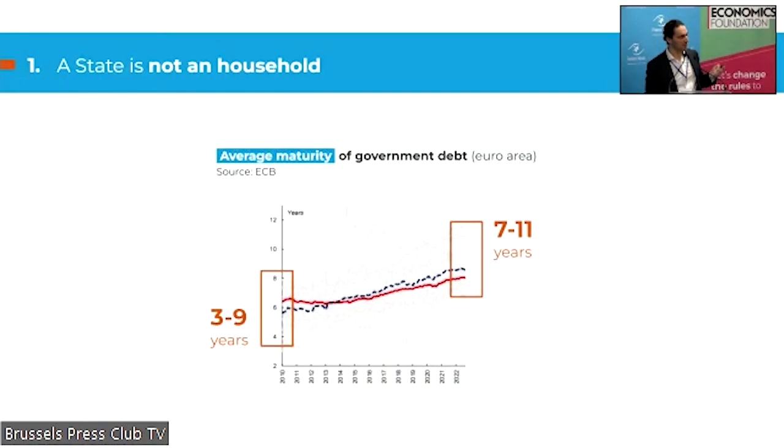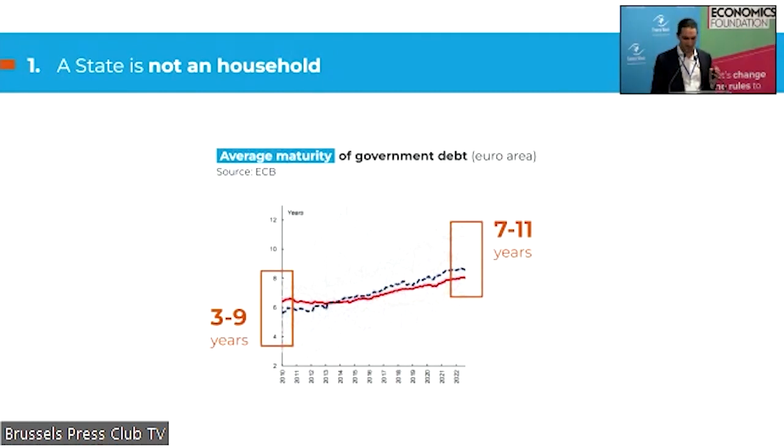The other part, the average maturity: how often do you have to roll over your stock of debt? We moved from 3 to 9 years to 7 to 11 years in the euro area. I just wanted to point out these two facts to make you understand that the dynamic of a big debt is not the dynamic of a household debt, and that debt to GDP has sometimes to be taken with some distance, let's say.